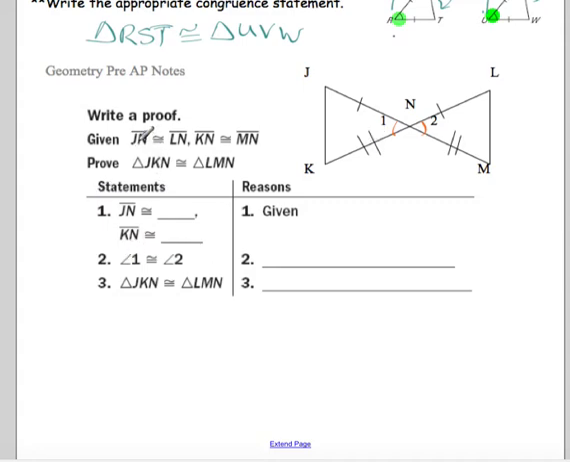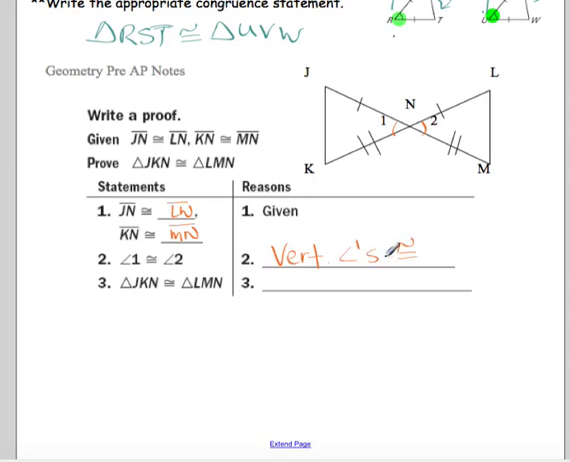Now let's fill in. JN is congruent to LN. That's given. KN was congruent to MN. That's given as well. They've listed those both as the first statement, as given. Then they're saying that angle 1 is congruent to angle 2, and I had said that those were because they're vertical angles, and we know that vertical angles are congruent.